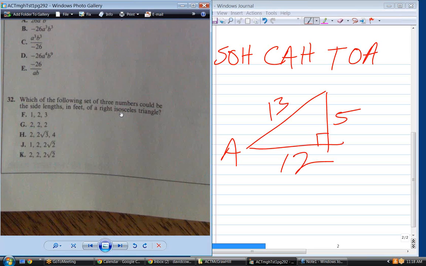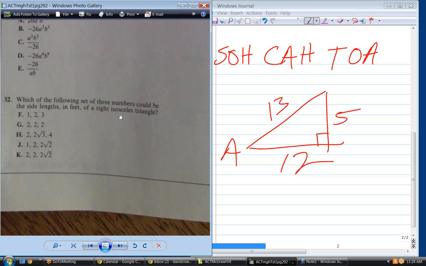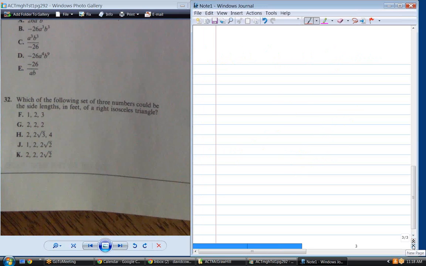Let's go to 32. We did 31. That's pretty straightforward. You do the numbers first, then you do the letter A next, and then you do the letter B, and whatever you end up with is what you got. Yep. Okay. Which of the following sets of numbers could be a right isosceles triangle? Which two sides have to be the same?